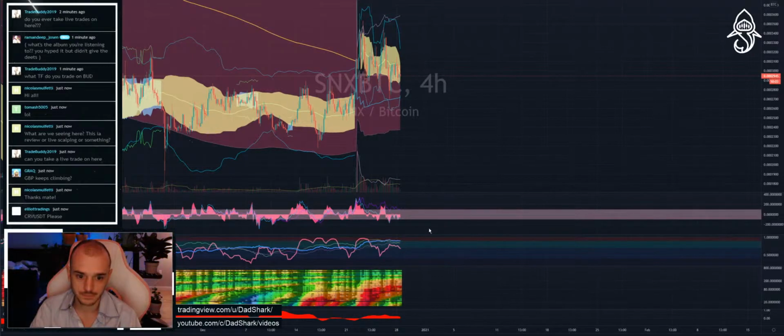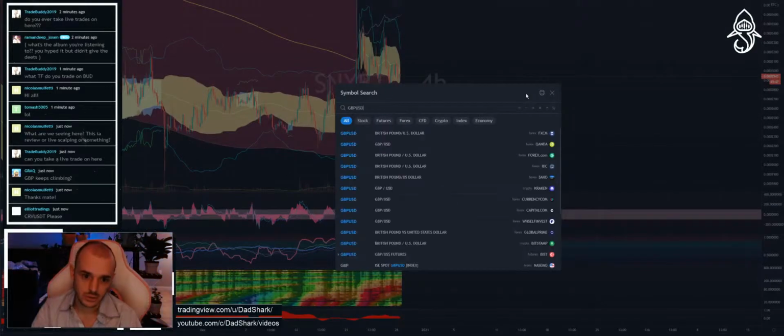What's next? GBP keeps climbing. Yeah. I am not up to date on the fundamentals of the British pound. I will admit that right now. But we can take a look at it from the TA standpoint. GBP USD.